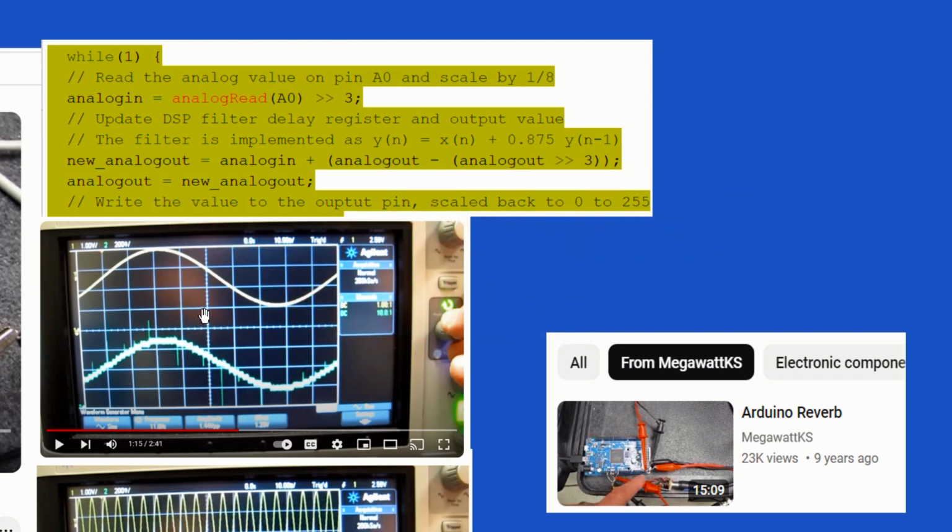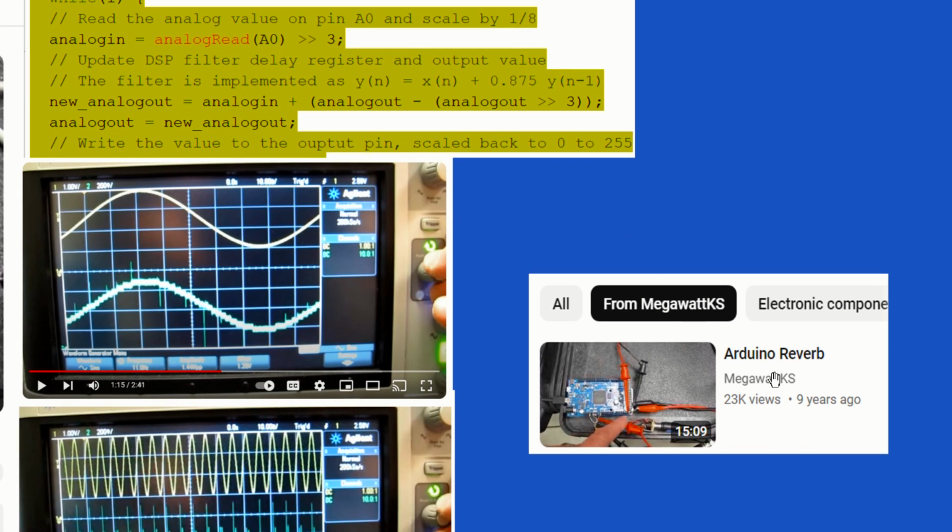Now, this video does not show this code, but there is another video on the channel called Arduino Reverb that does show some code. So you can see how it's implemented. This is an Arduino Due, which I don't think is even sold anymore, but it gives you a flavor for how you can do some of this stuff using Arduinos.